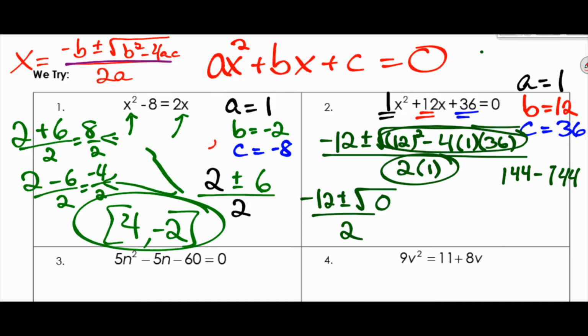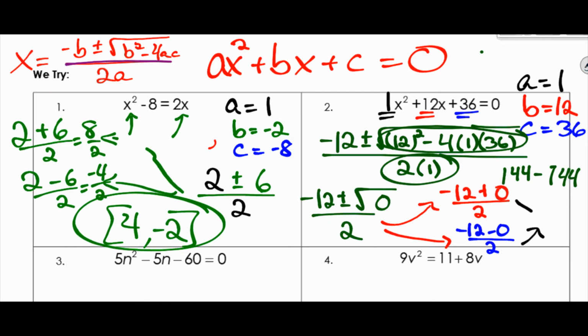This is one of the examples where we only have one solution. So I am going to split this up into two separate problems. Negative 12 plus the square root of 0 is just 0, all divided by 2. And negative 12 minus the square root of 0 is still 0, divided by 2. This is why it comes together and just makes one solution. Those are both the exact same thing.